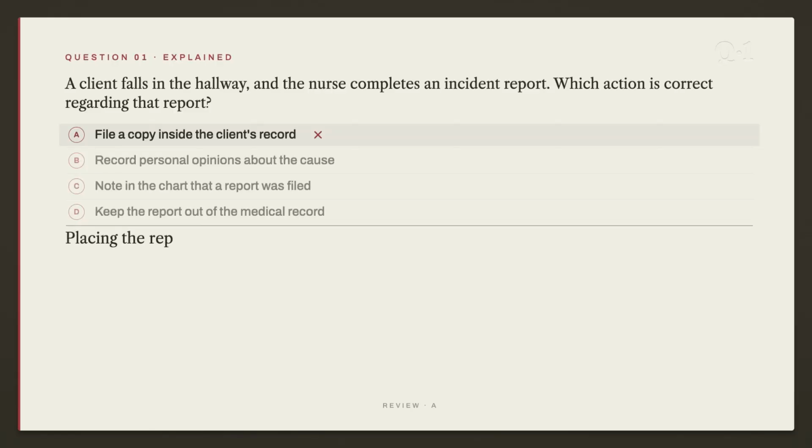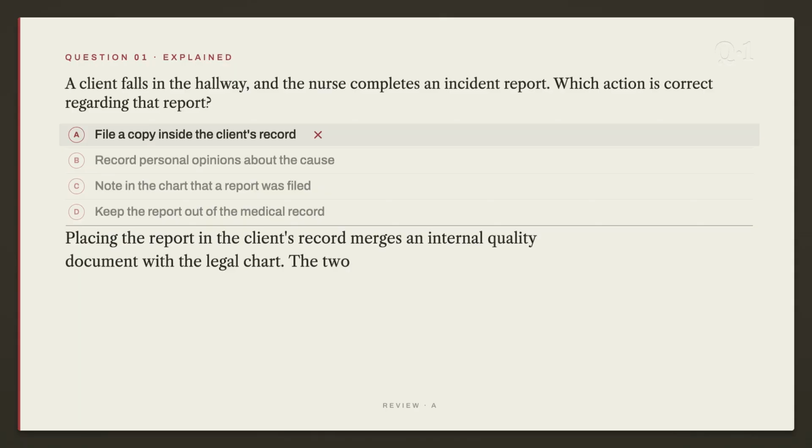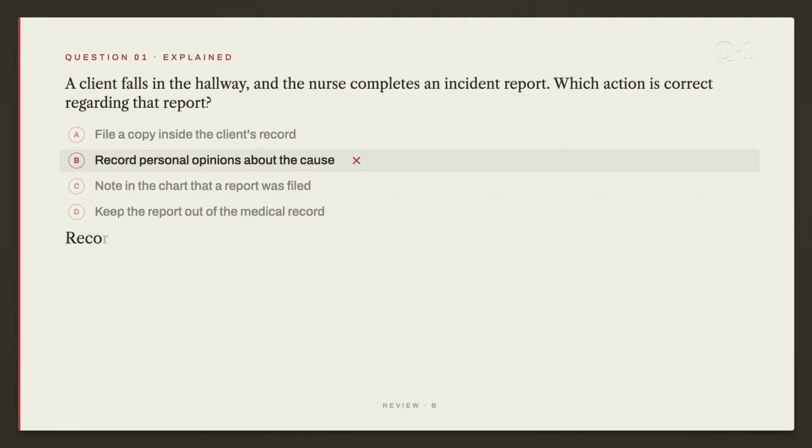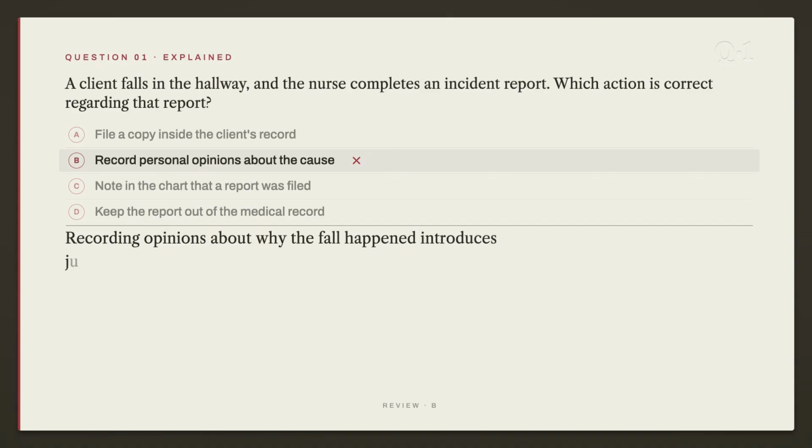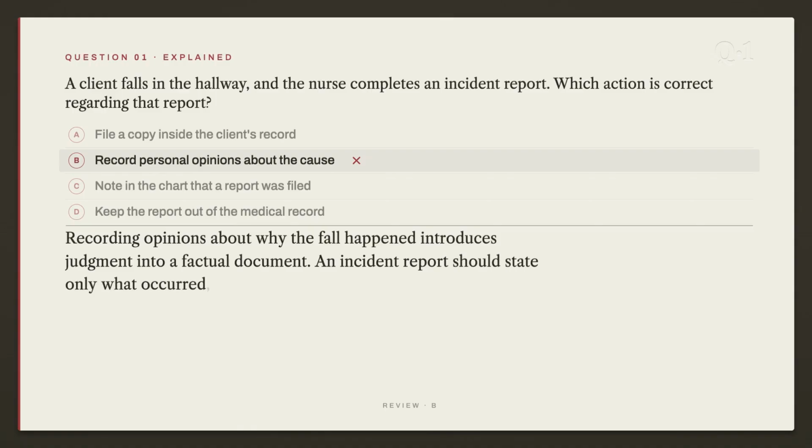A is wrong because placing the report in the client's record merges an internal quality document with the legal chart. The two are kept separate, so filing it inside the record is incorrect handling. B is wrong because recording opinions about why the fall happened introduces judgment into a factual document. An incident report should state only what occurred, without speculation about cause or assigning blame.